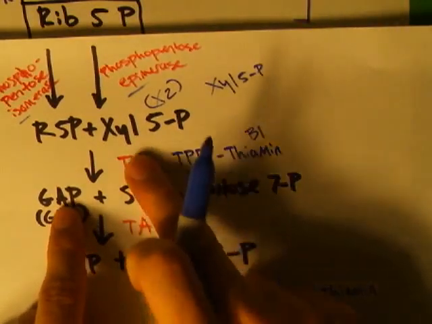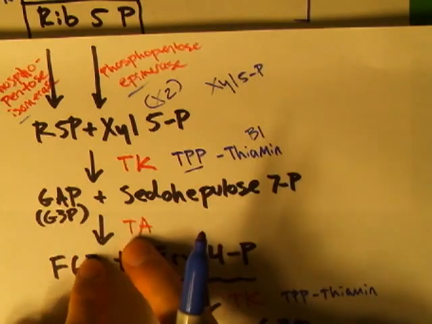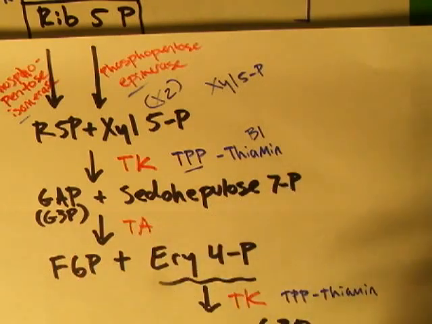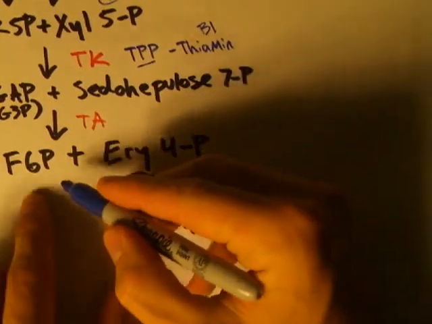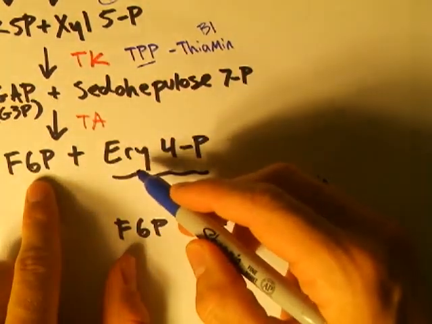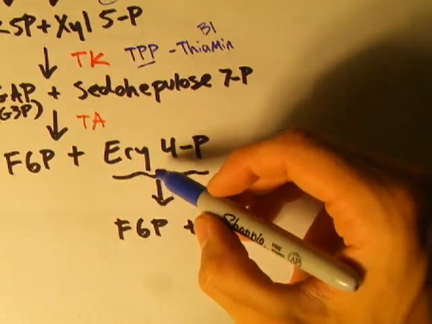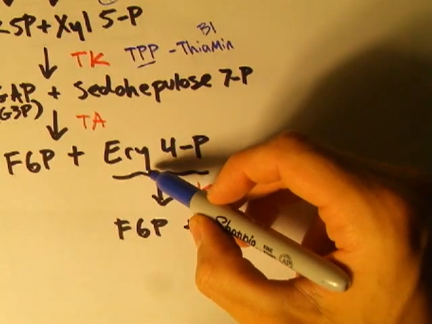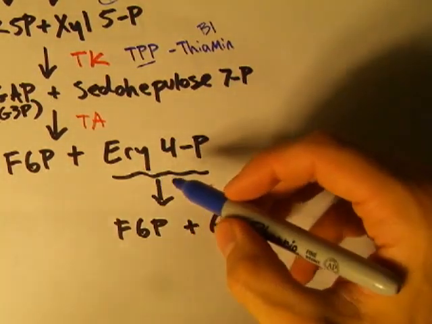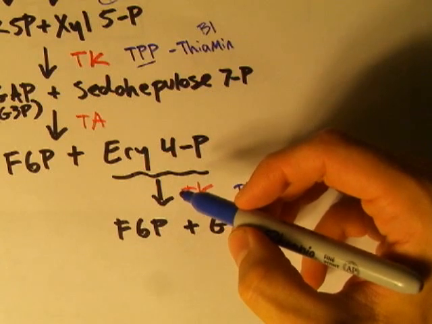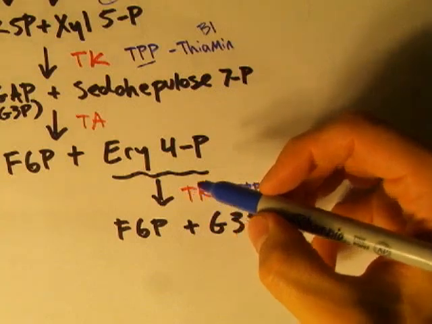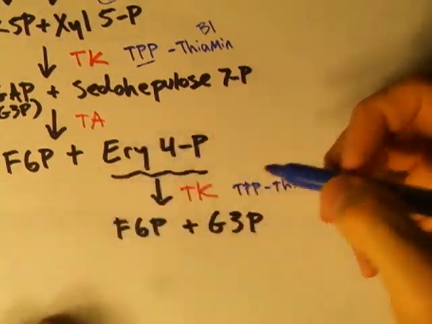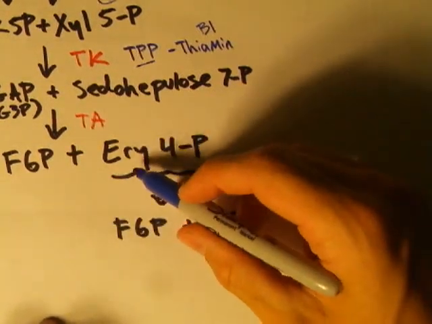And then the products of that reaction react together with transaldolase. And transaldolase makes fructose 6-phosphate and this here. I stutter on that because I have no idea how to pronounce it. Erythrulose, something like that, 4-phosphate. I just abbreviate it ERY.